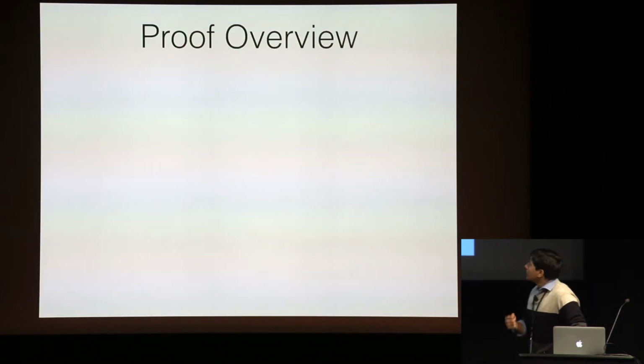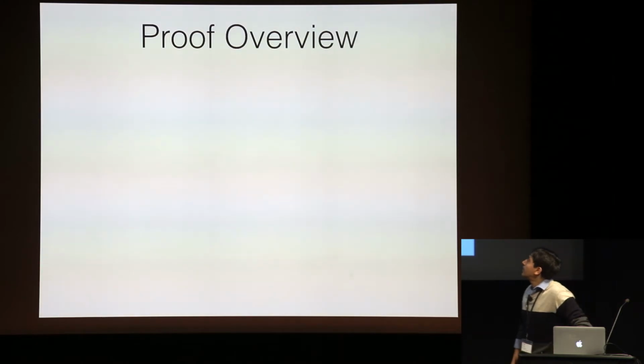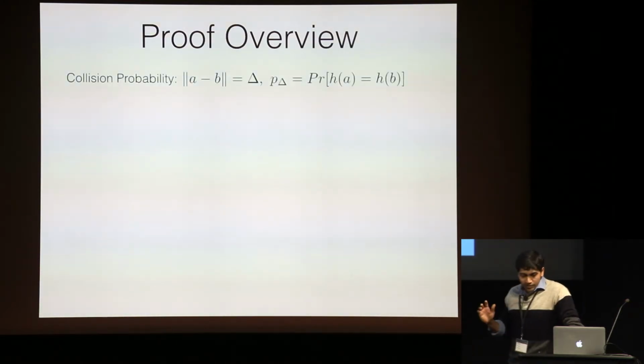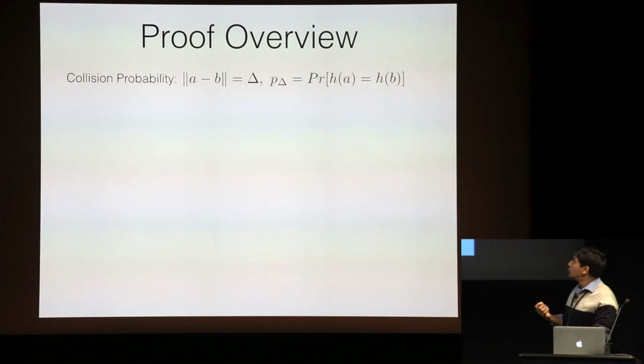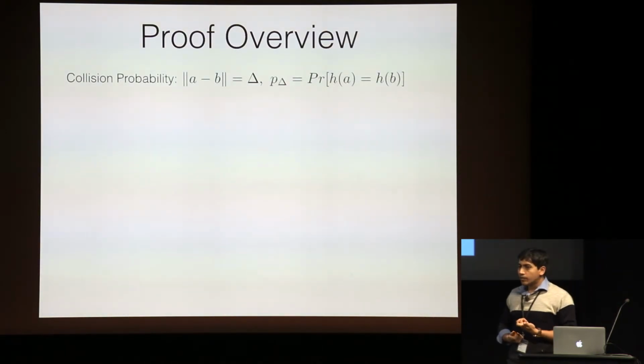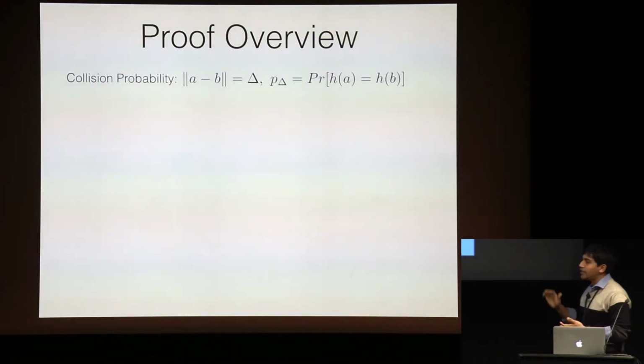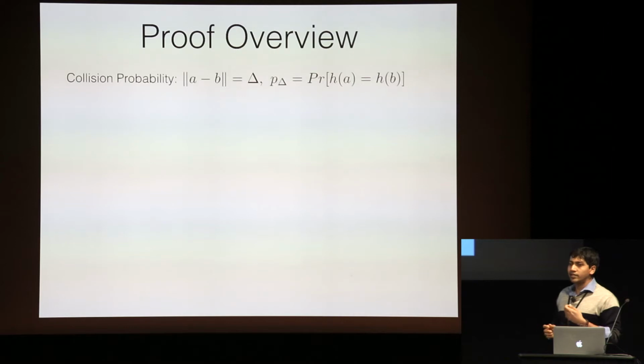In order to show this, I'll just go over a very brief overview of the proof. Let us first define something, the collision probability. Let's say P delta is the probability that 2 points at a distance delta hash to the same bucket. We first show that this quantity is well defined. So P delta doesn't actually depend on A and B, but just depends on the distance between A and B.